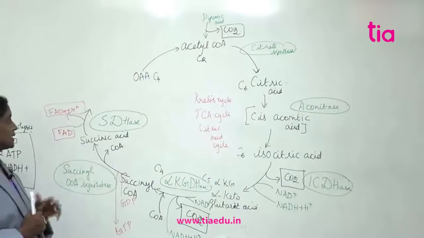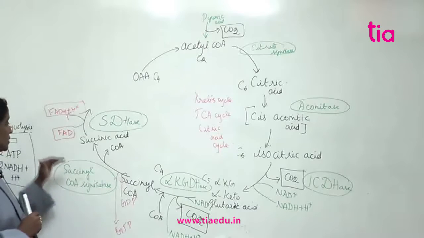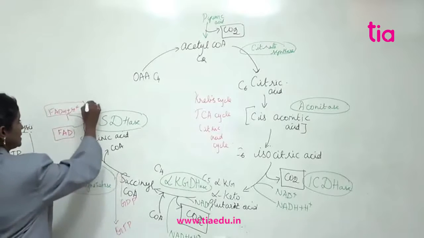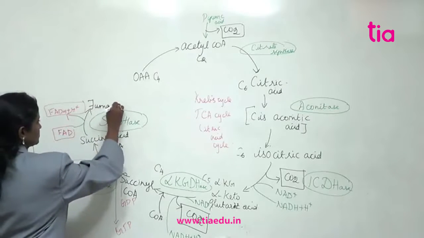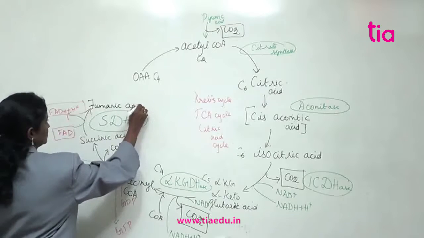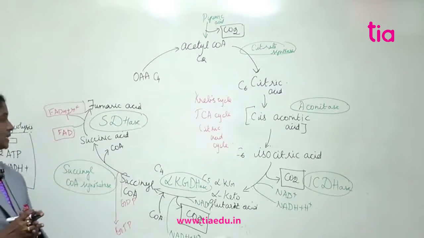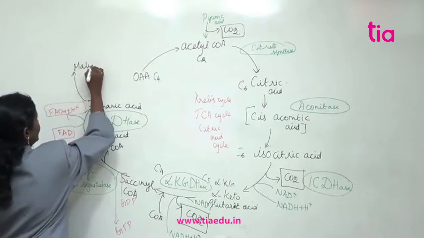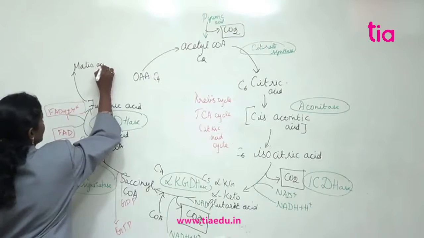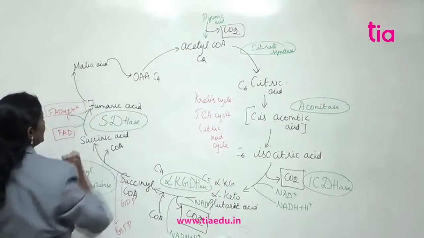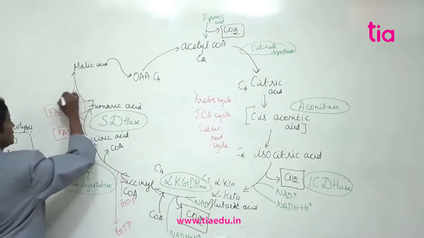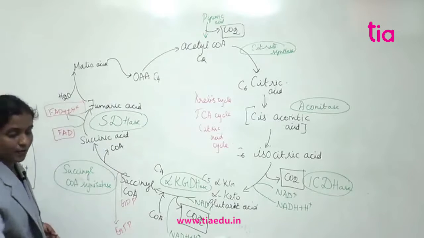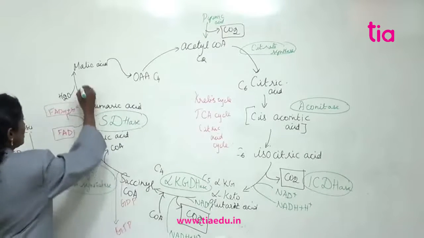Where are we now? Succinic acid. Succinic acid dehydrogenase converts succinic acid to fumaric acid. Fumaric acid, right? Then fumaric acid will get converted to malic acid, malate. Malic acid or malate. And here it just involves water. It involves only water. Water is thrown out. And the enzyme which is going to catalyze here is fumarase.